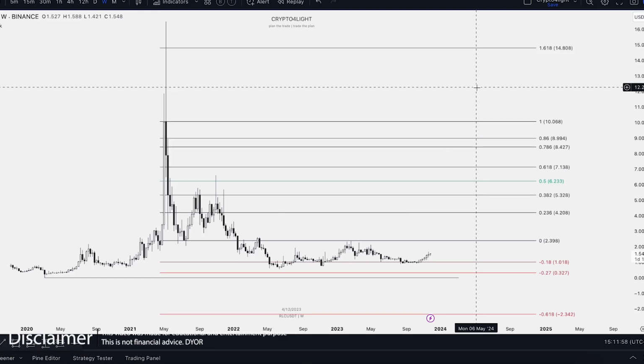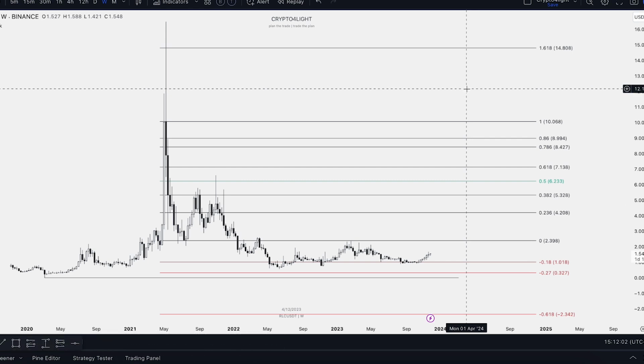Today we'd like to talk about RLC targets for the bull run with my custom indicator set. Let's dive in.